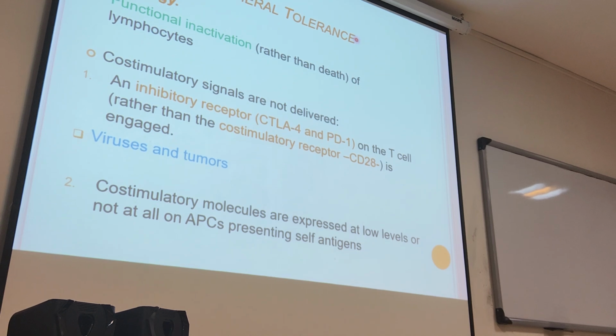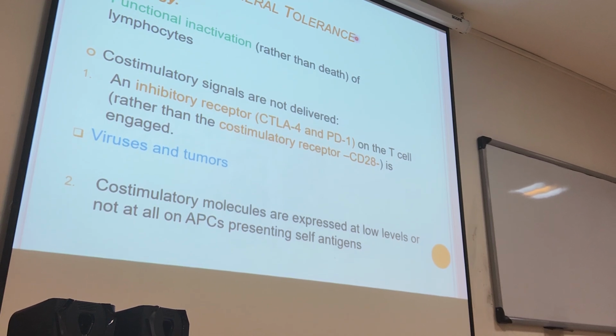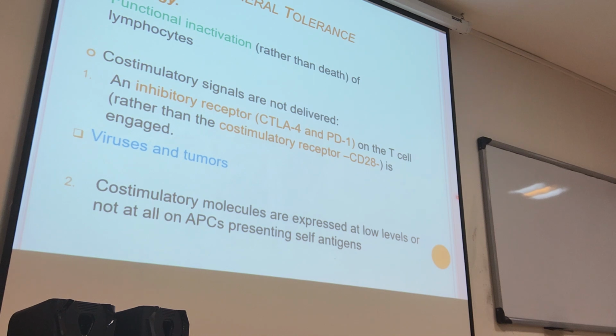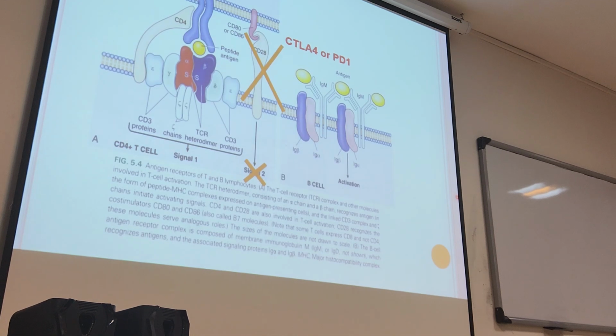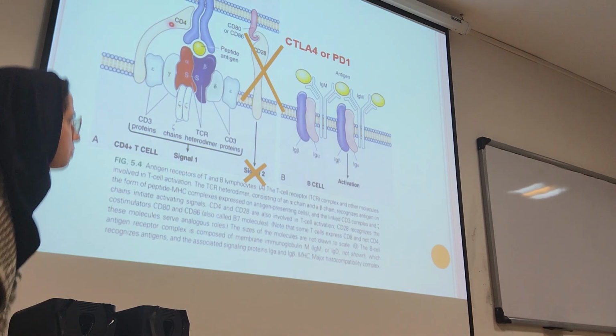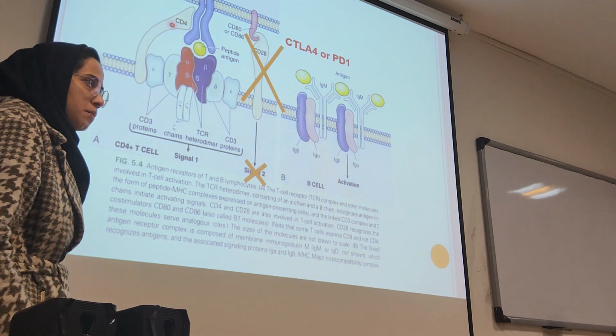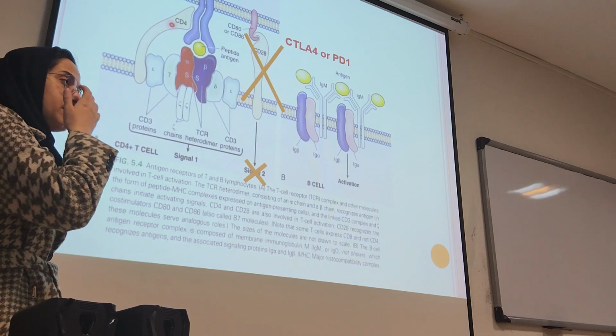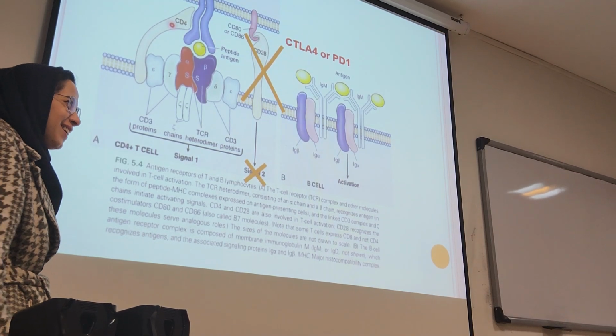Inactivation. It means that they do not undergo apoptosis. Instead, they become functionally inactive. How? By presentation of inhibitory receptors. For example, do you remember this picture? We talked about it last session. Yes, MHC.